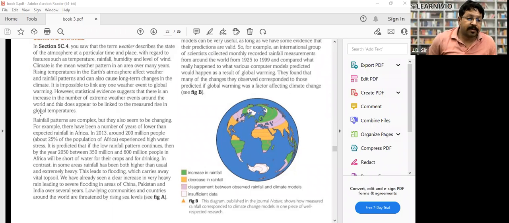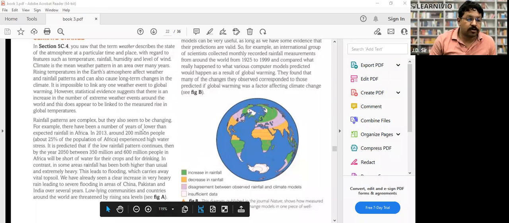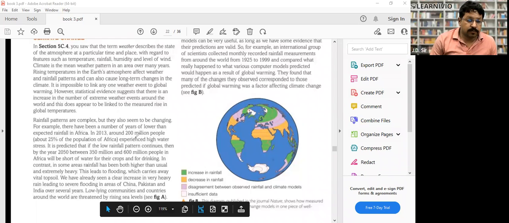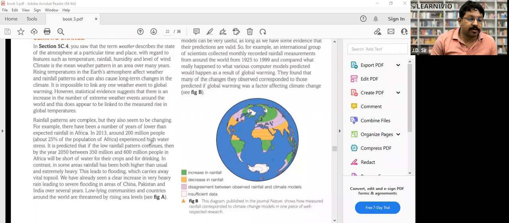Rainfall patterns are complex, but they seem to be changing. For example, Africa has experienced a number of years of lower rainfall. In 2000 and 2013, around 200 million people, about 25% of the population of Africa, experienced high water stress. Right. So why? Because of global warming. They predicted that with the low rainfall pattern in these countries, by the year 2050 between 350 million to 650 million people, right? It is predicted.